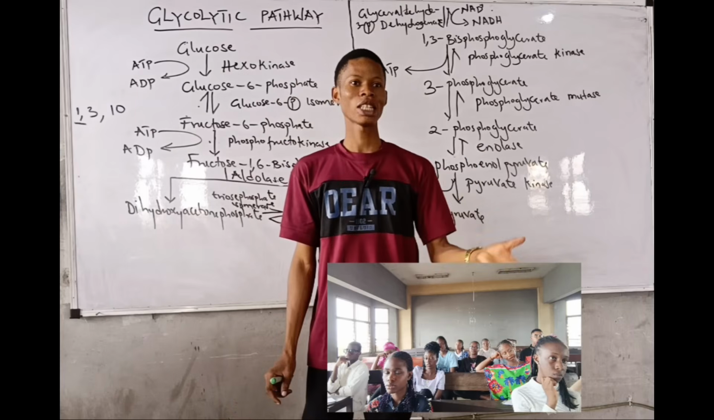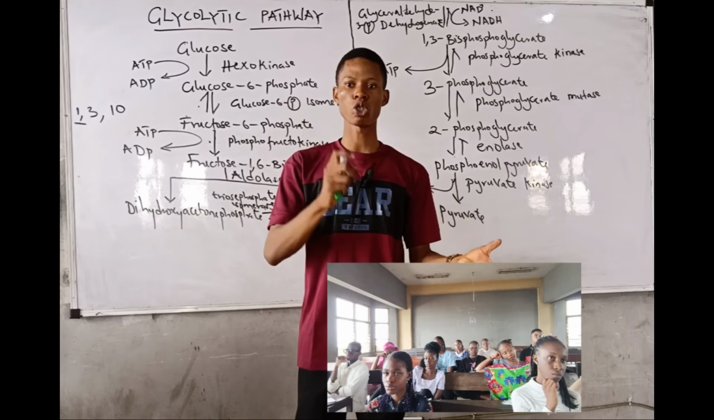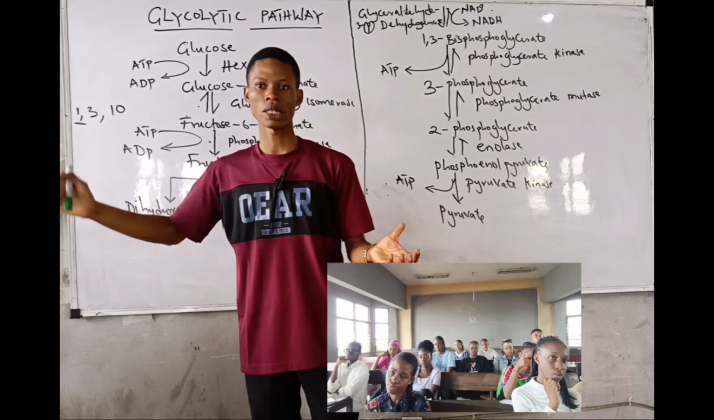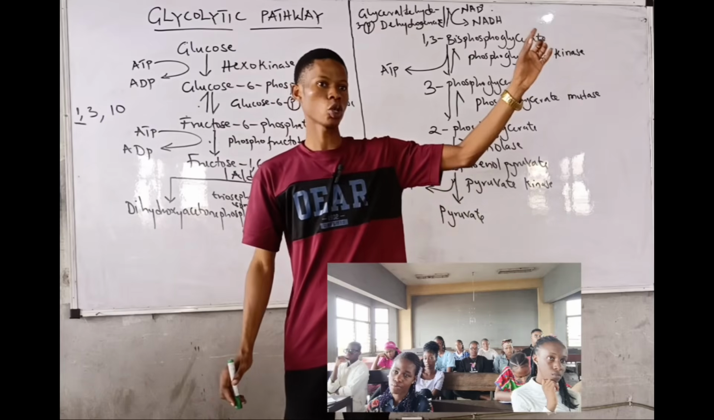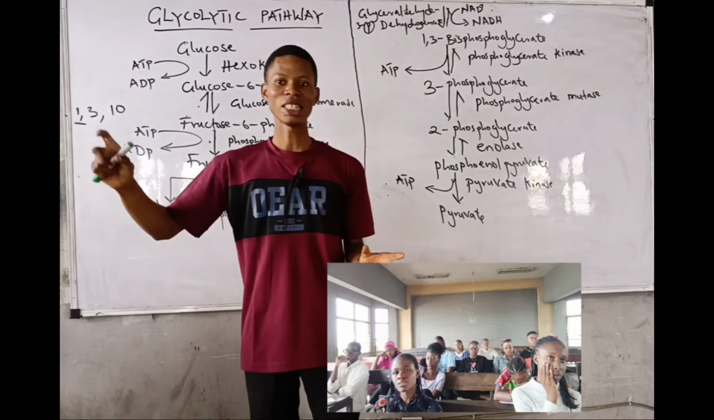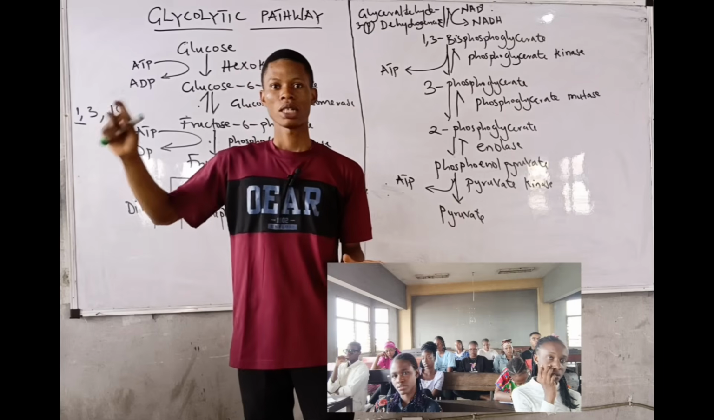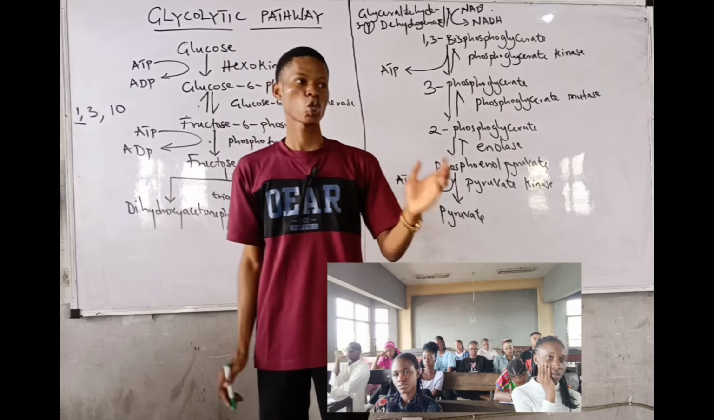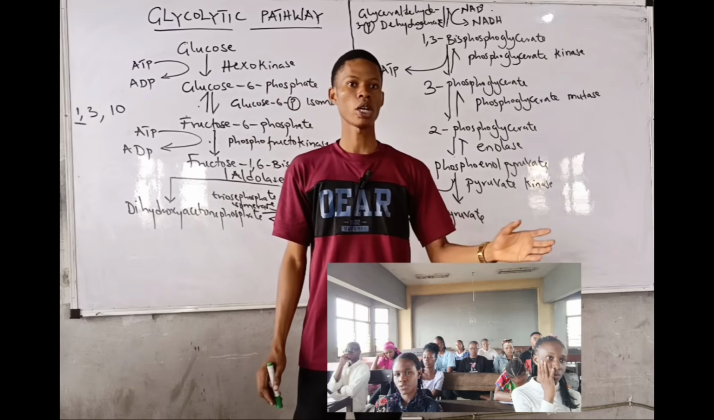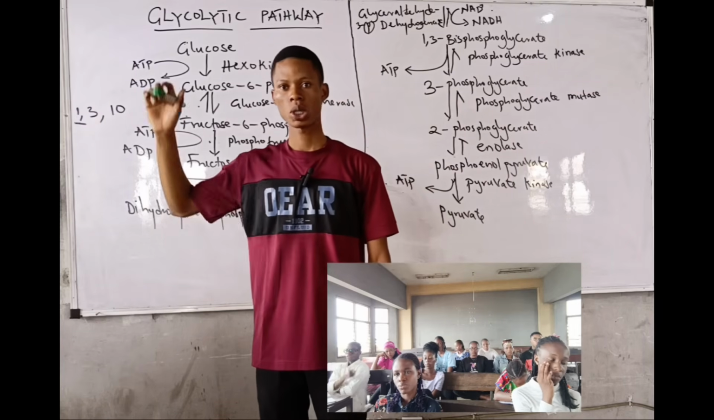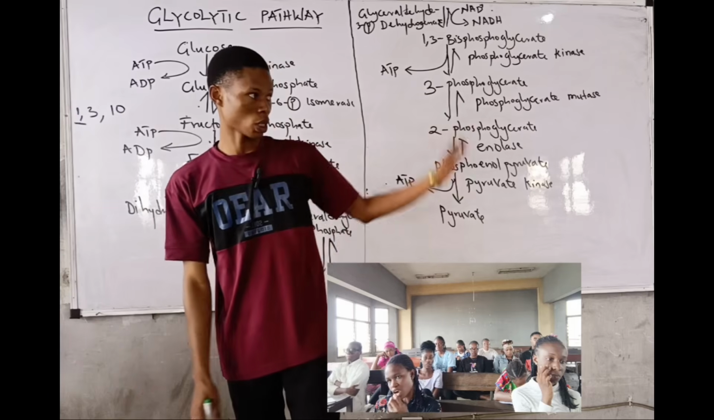Now, glyceraldehyde phosphate undergoes oxidative phosphorylation to form 1,3-bisphosphoglycerate. ATP is given off, one phosphate group is given off. And from 1,3-bisphosphoglycerate, we have what? 3-phosphoglycerate. From 3-phosphoglycerate to 2-phosphoglycerate, 2-phosphoglycerate to phosphoenolpyruvate. And from phosphoenolpyruvate finally to what? To pyruvate. Alright, write this down.